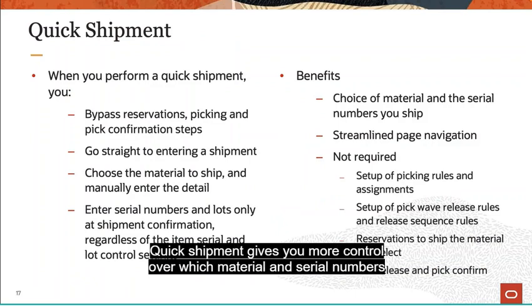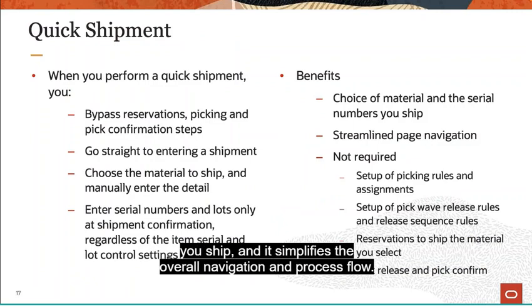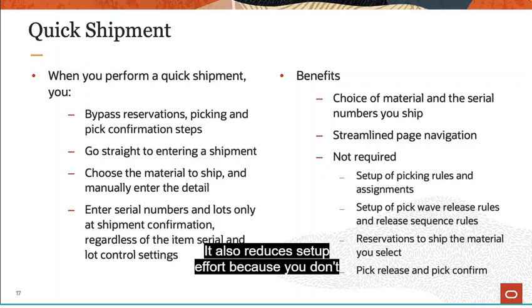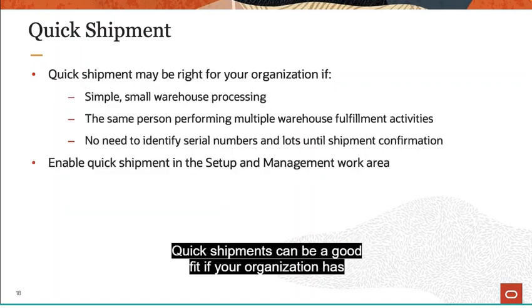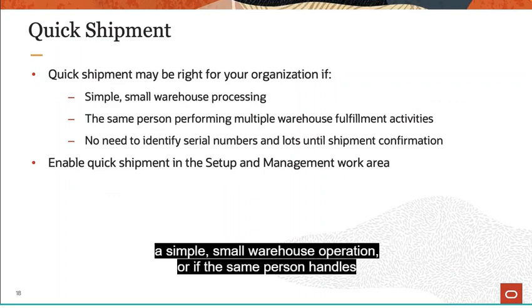It also reduces setup effort because you don't need to configure picking rules and picking rule assignments, pick wave release rules, or release sequence rules. You also don't need reservations or pick confirm for the material you decide to ship. Quick shipments can be a good fit if your organization has a simple, small warehouse operation, or if the same person handles multiple fulfillment steps. It can also work well when you don't need to capture serial numbers and lot numbers until you confirm the shipments.